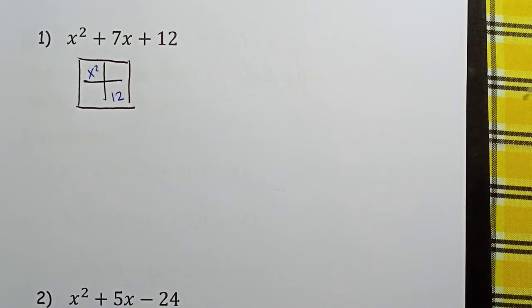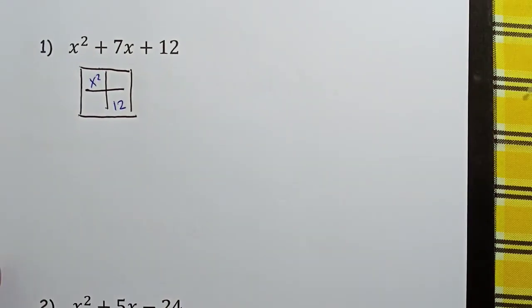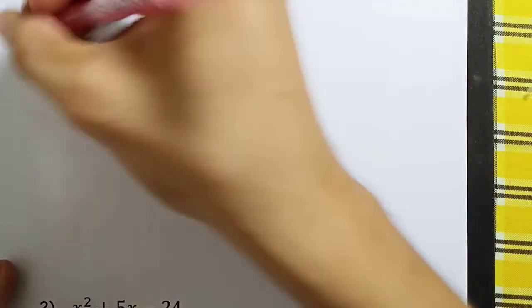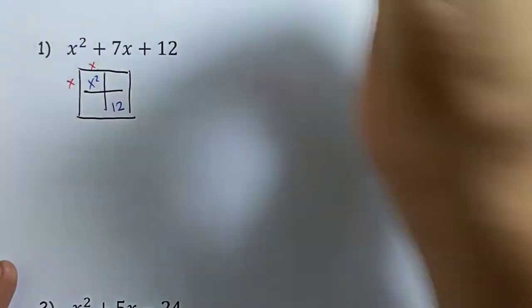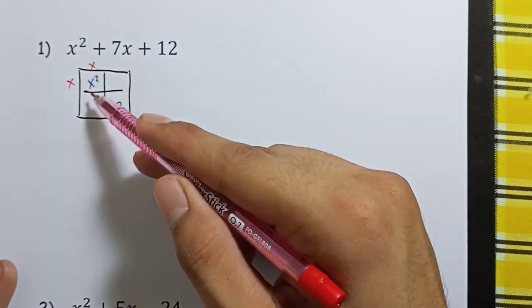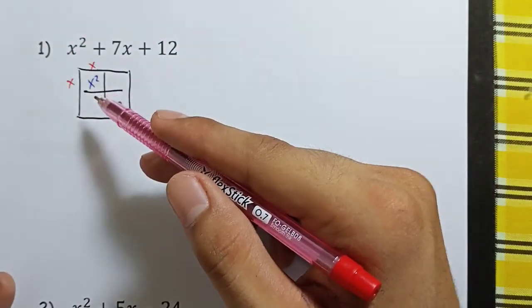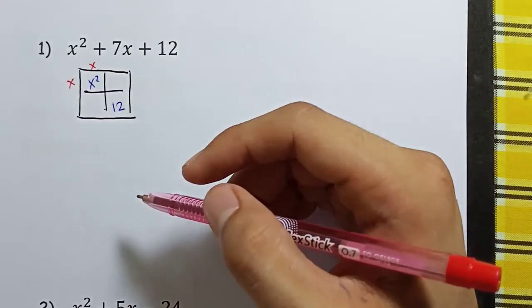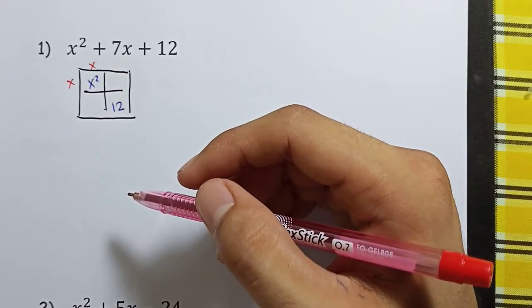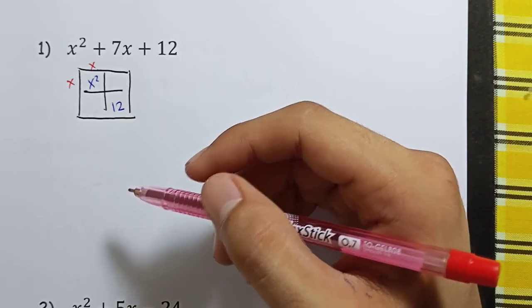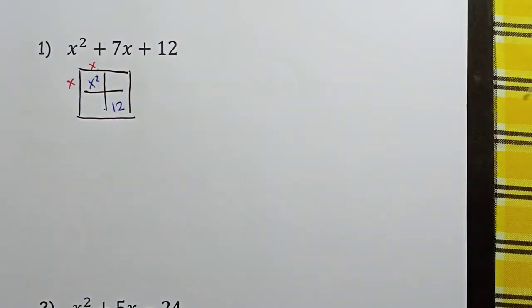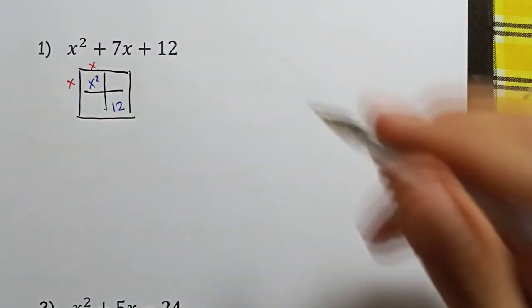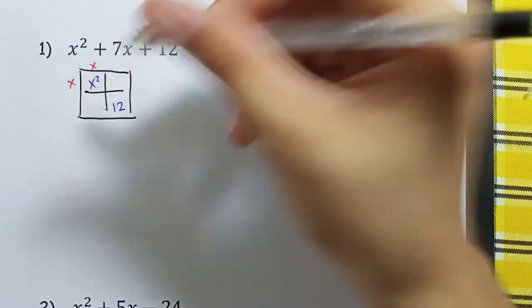Then factor x squared as x times x. So factor natin si x squared, edi x tsaka x, kasi x times x is x squared. And find the integers whose product is the last term and whose sum is the middle term. Dapat daw, number na kapag minultiply mo ang sagot 12, pag pinag-add mo ang sagot 7.